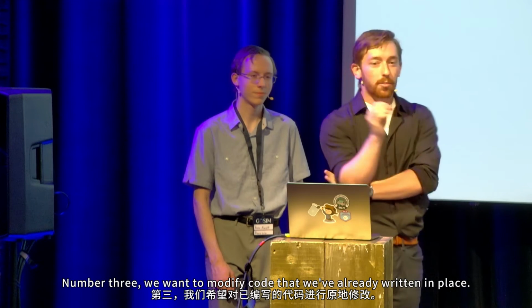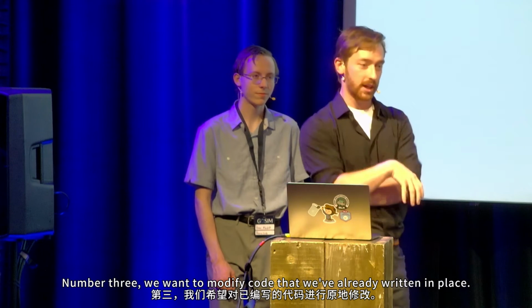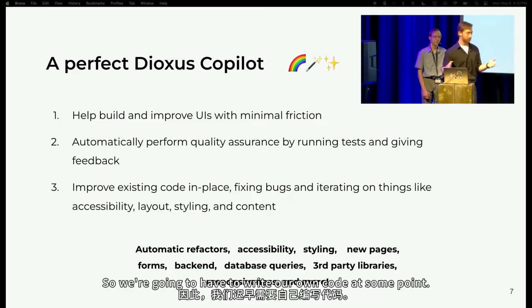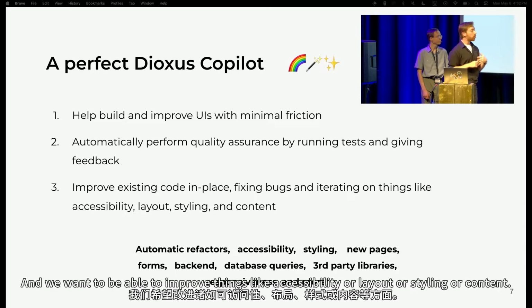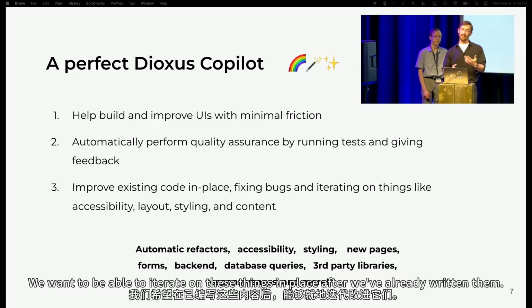And number three, we want to modify code that we've already written in place. So we're going to have to write our own code at some point. And we want to be able to improve things like accessibility or layout or styling or content. We want to be able to iterate on these things in place after we've already written them.